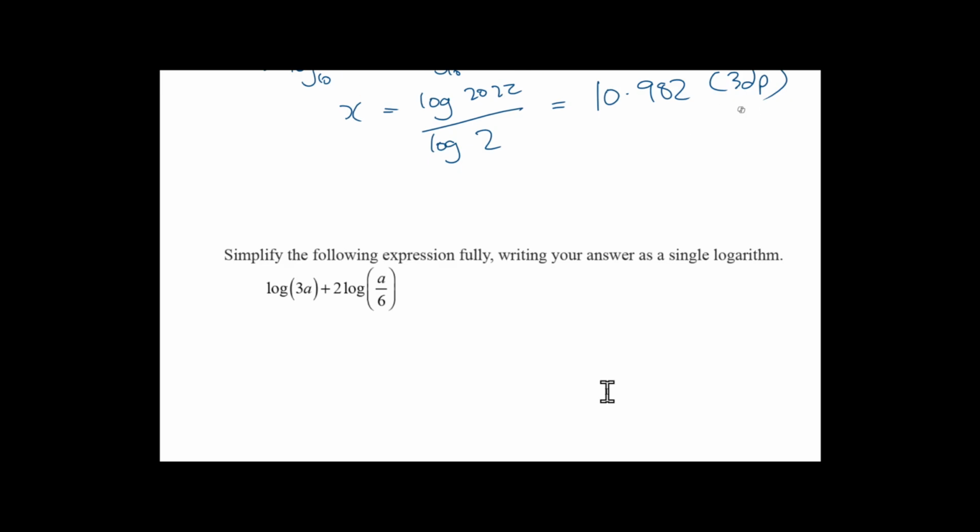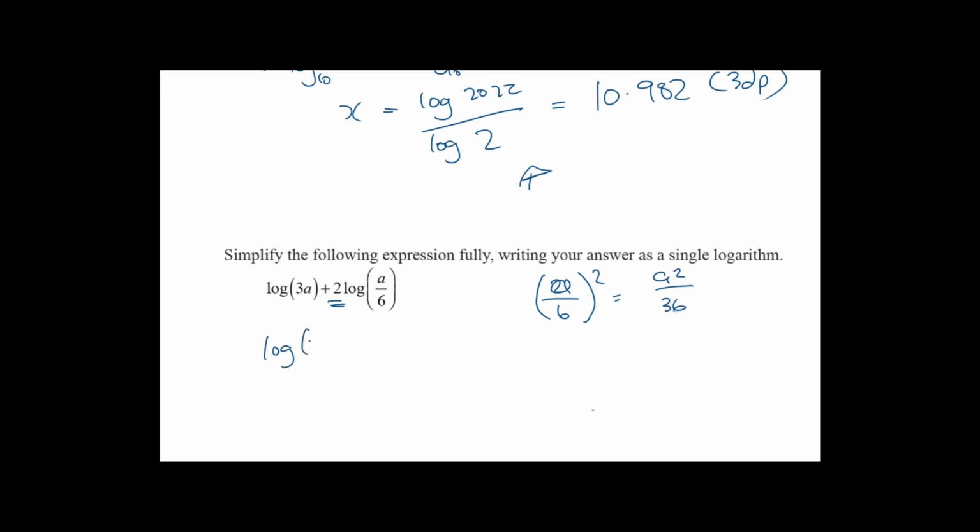Okay, simplify the following equation fully, writing your answer as a simple logarithm. So we've got 2 logarithms added, and when we combine them, we multiply what's in the brackets. But the complicating factor is this 2 out the front, but exactly the same as we did in this question here. We can square it. So let's take that to the power of 6 squared, and it's going to be a squared over 36. And we've got rid of that.